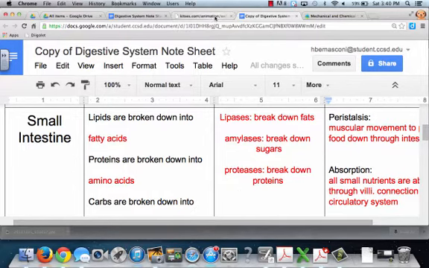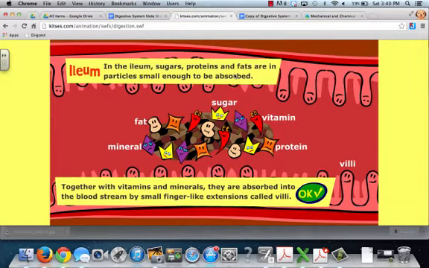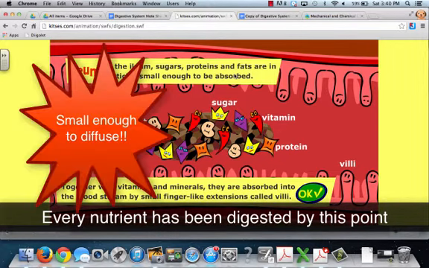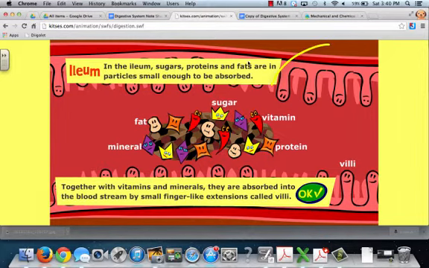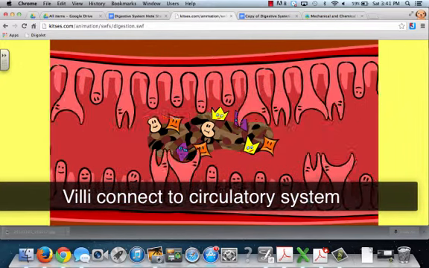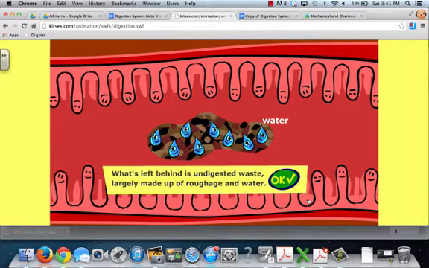We're going to go back to the animation to go to the second part of the small intestine, the ileum. I love this part. So here we have nothing big. Everything's been digested. So now it's small enough to diffuse. Okay? So remember in the lab where starch didn't diffuse but glucose did. So now everything can diffuse into the bloodstream. And these little structures here are the villi, which connect to the circulatory system. So you see them, they're just grabbing all of the nutrients and absorbing them. Now if you read here, it says what's left behind is undigested waste. That's your fecal material, largely made up of roughage and water. That is going to be part of the large intestine.